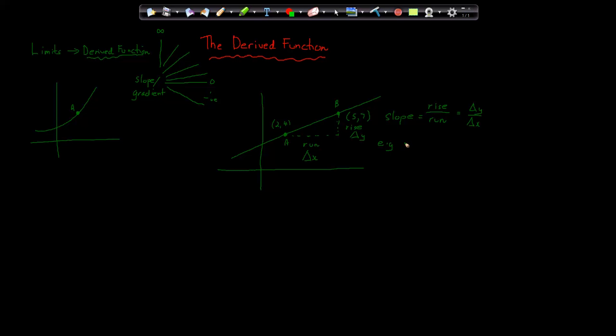So for example, the slope here would be 7 minus 4, that 7 value here minus that value there, giving us the rise, and the run would be 5 minus 2, which happens in this case to equal 3 over 3, or 1. Okay, so that was the basic idea of how we calculated the slope.